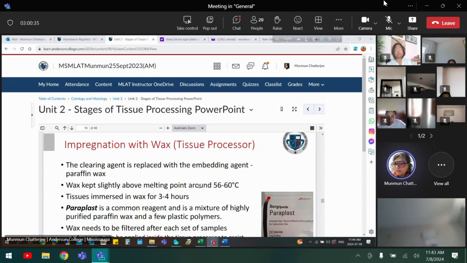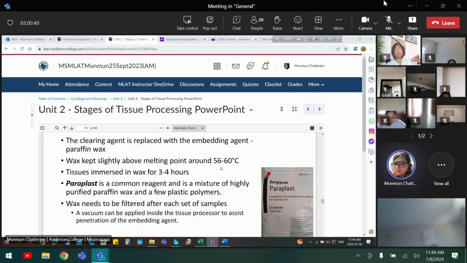So now, impregnation with wax. The clearing agent is replaced with the embedding agent. Now you have the clearing agent, xylene or toluene. After that, what you have to do is put it in the embedding agent. What is the embedding agent? Paraffin wax. Wax is solid at room temperature, so you have to keep it at around 50 to 60 degrees so that it stays melted.